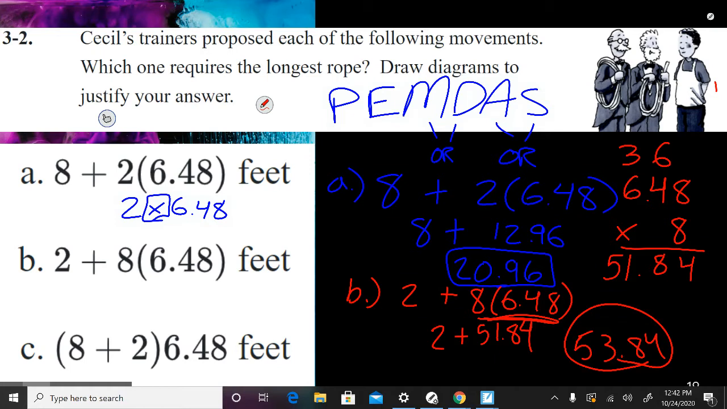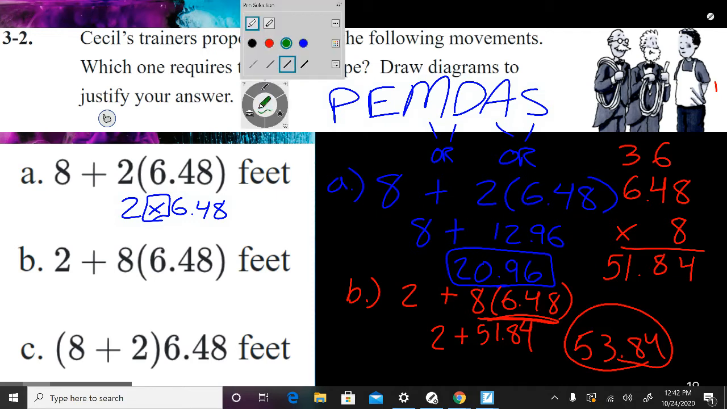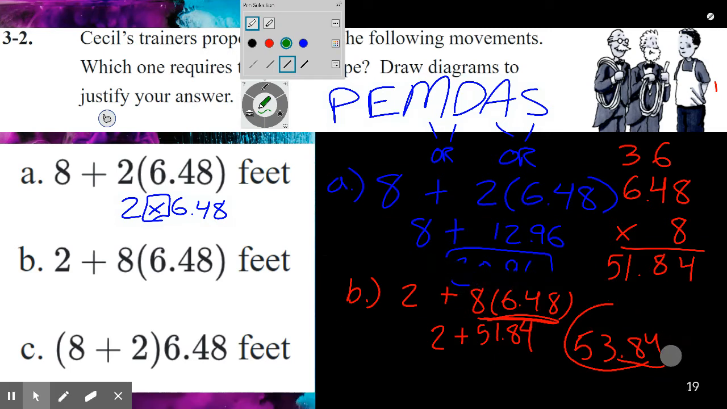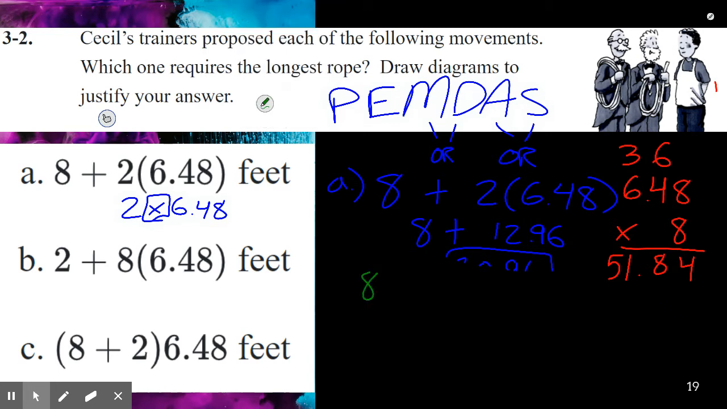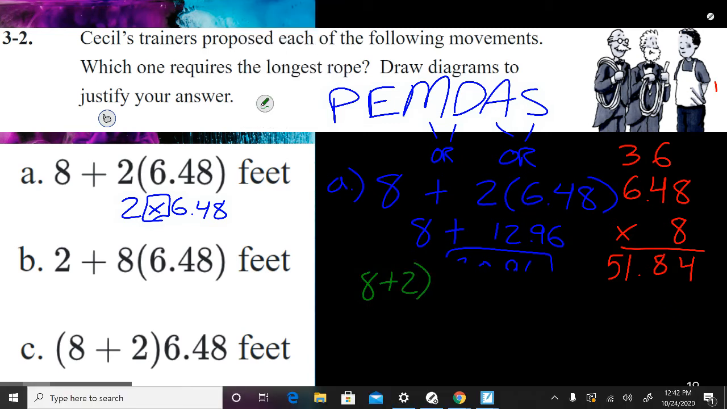All right, and then we're looking at the final problem here, part C. We're going to need a little bit more room. I'm just going to go ahead and do part C right where we did part B. And here it's in parentheses 8 plus 2 multiplied by 6.48. All right, so do we see parentheses? Yes, we do see parentheses here, right? 8 plus 2, and so we're going to do that first. And then we have 10 multiplied by 6.48.